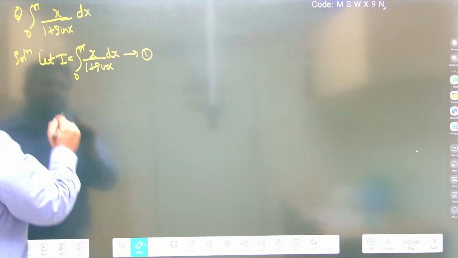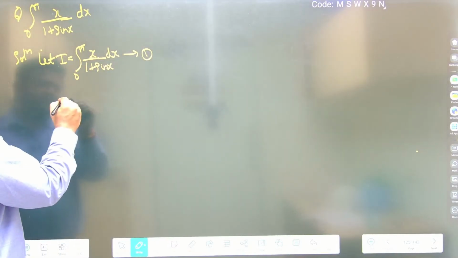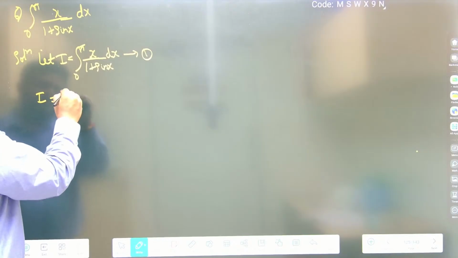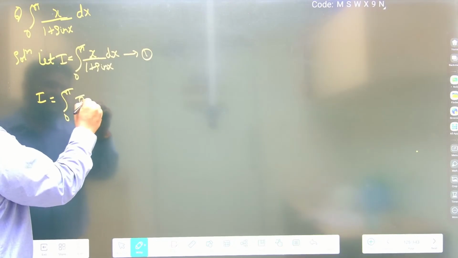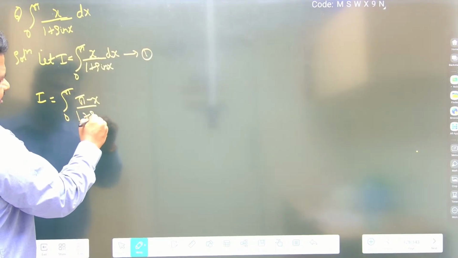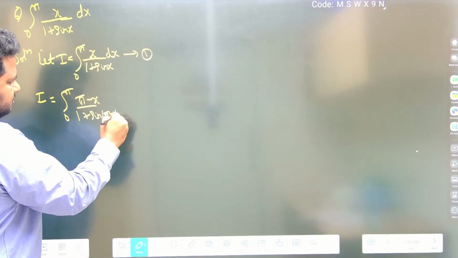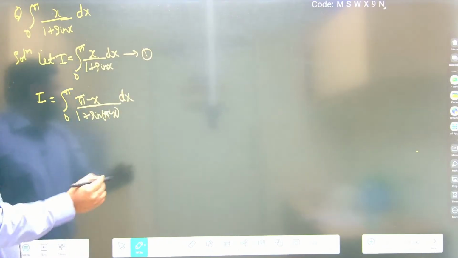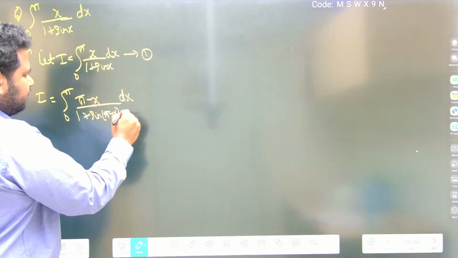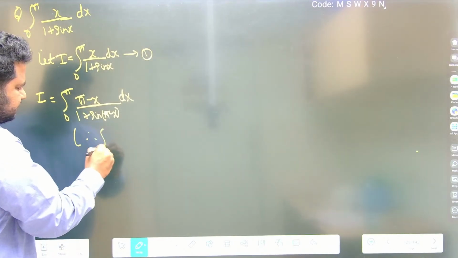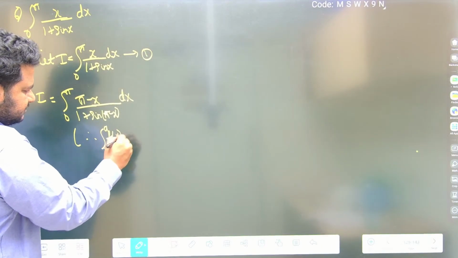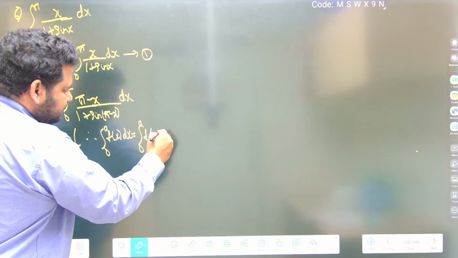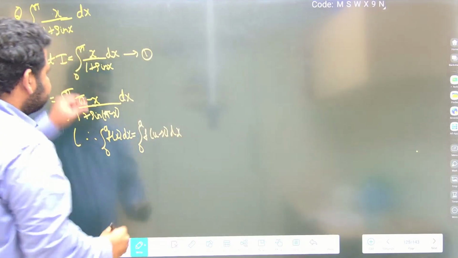So here we can write I as the integral 0 to pi, x written as pi minus x, by 1 plus sine of pi minus x dx. Why? Because we know that the integral of 0 to a f of x dx is equal to the integral 0 to a f of a minus x dx. Here a is pi. That is what I applied.